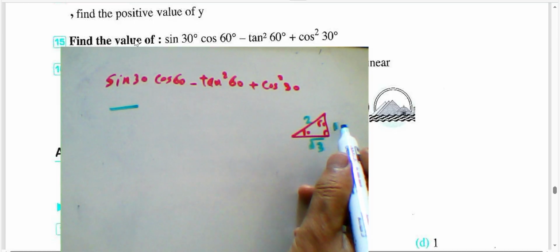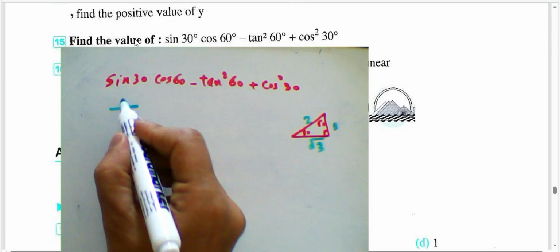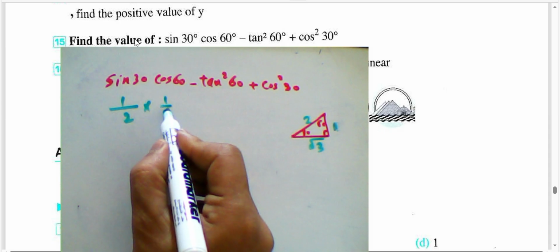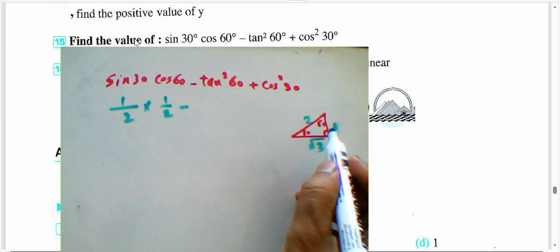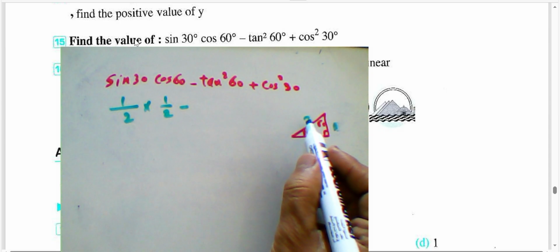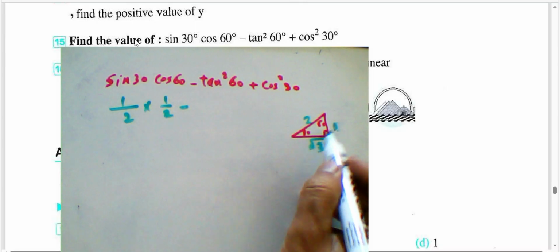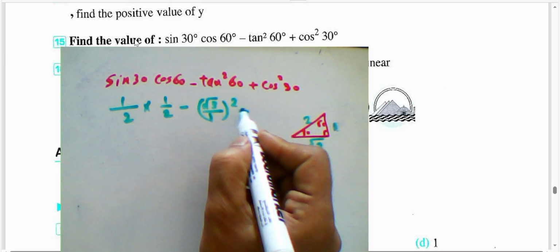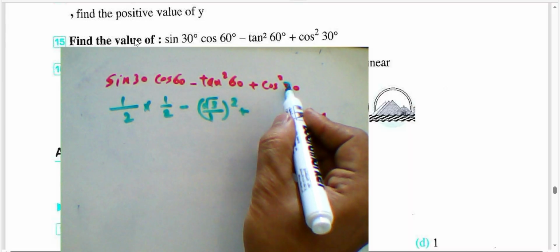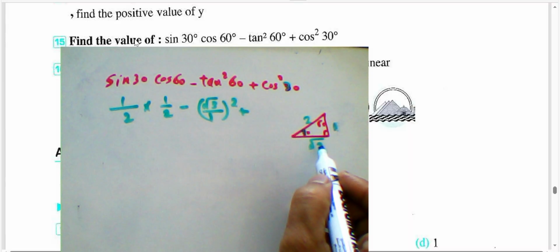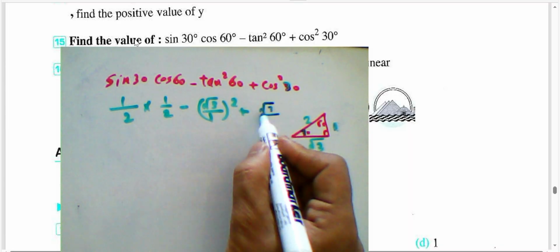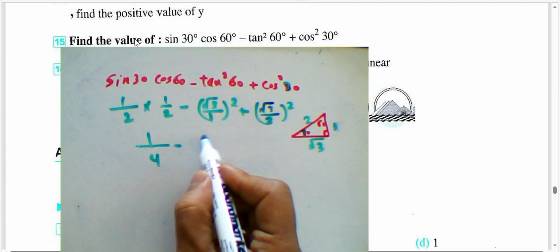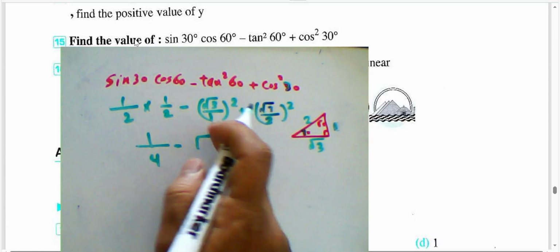Sin 30 is opposite over hypotenuse, 1 over 2. Cosine 60 is adjacent over hypotenuse, 1 over 2. Tan 60 is opposite over adjacent, root 3 over 1, power 2. That's cosine 30 power 2. Cosine 30 is adjacent over hypotenuse, root 3 over 2, all power 2. The answer here will be 1 over 4. Subtract by root 3 power 2 equals 3.